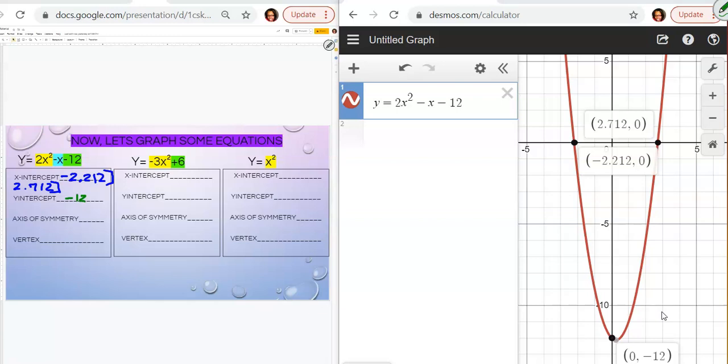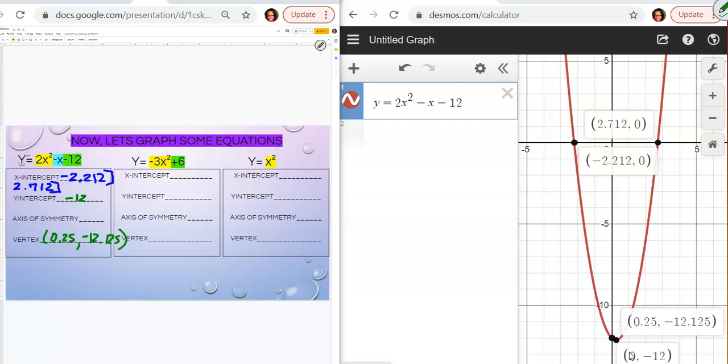Okay, next we're going to talk about the line of symmetry, which we've talked about already, and how the line of symmetry basically goes through the vertex. Since the line of symmetry goes through the vertex, and we know that the vertex is either the highest point or the lowest point, I'm going to click on this point right here, which is my vertex, and it shows me that the vertex is at 0.25, negative 12.125. Let's write that in here. Okay, I'm going to just fudge that in there.